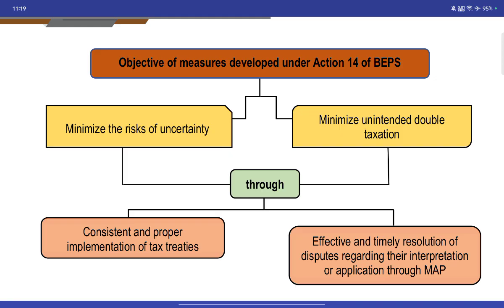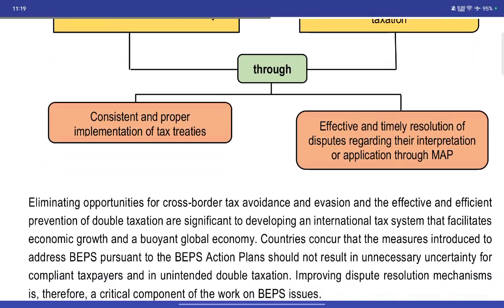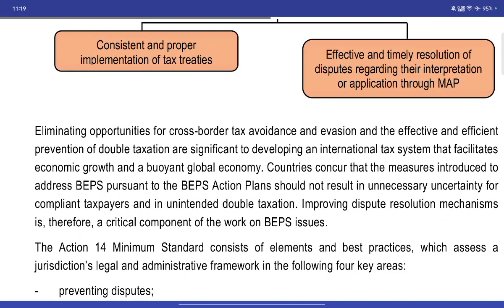Minimize the risk of uncertainty and unintended double taxation through consistent and proper implementation of tax treaties, and effective and timely resolution of disputes regarding the interpretation of the MAP. Eliminating the opportunity for cross-border tax avoidance and evasion, and the effective and efficient prevention of double taxation, are significant to the development of an international tax system that facilitates economic growth and a buoyant global economy.